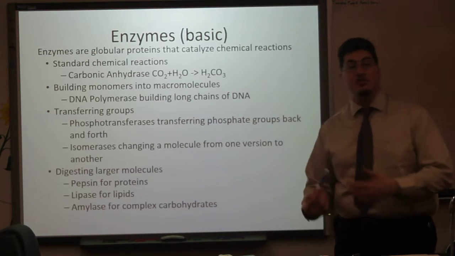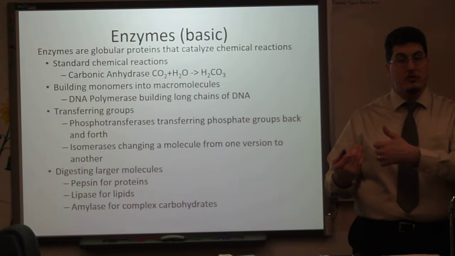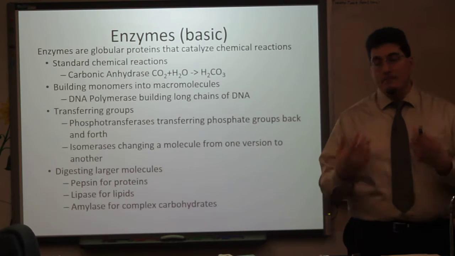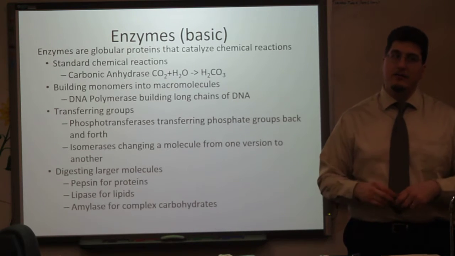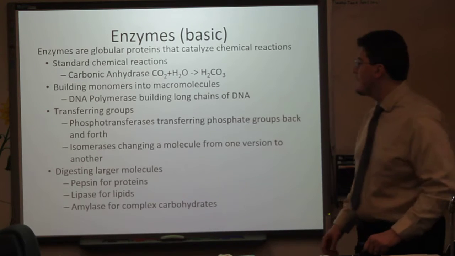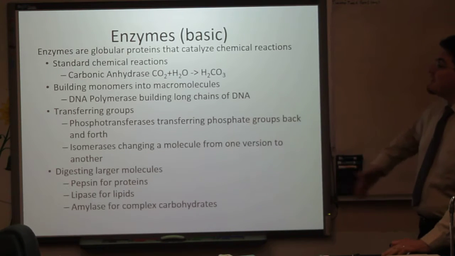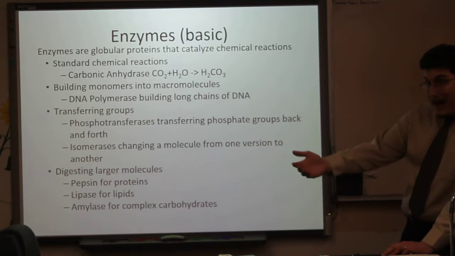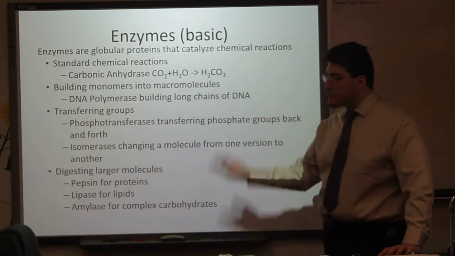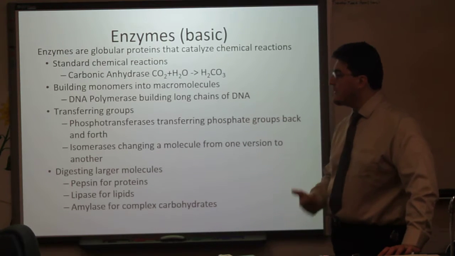An isomerase will change alpha glucose to beta glucose or beta glucose to alpha glucose. Typically, we're talking about beta to alpha, though, just as a general rule. We also have enzymes that can digest larger molecules. Pepsin is a molecule that digests proteins in your stomach.